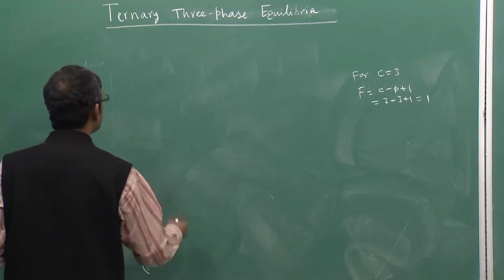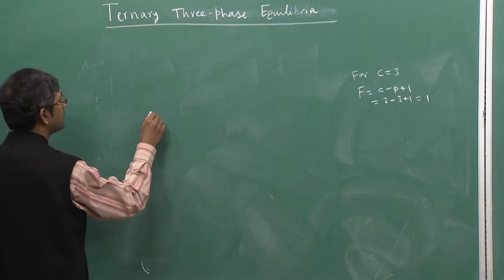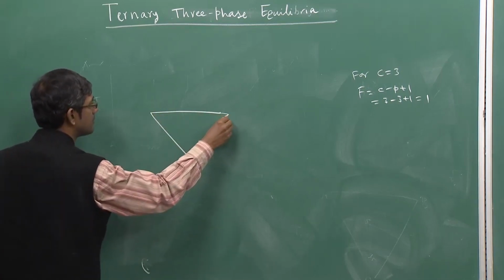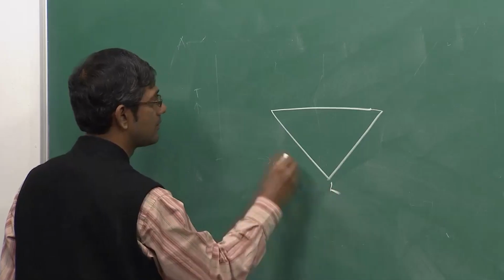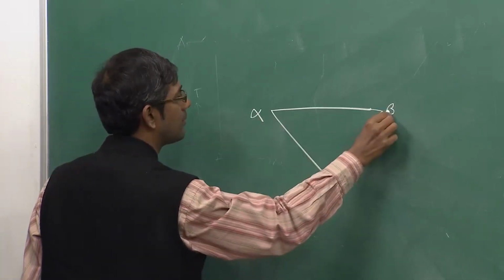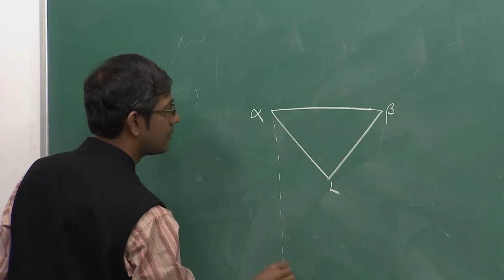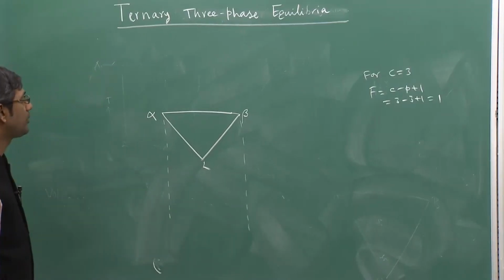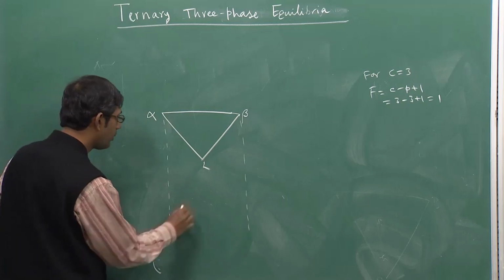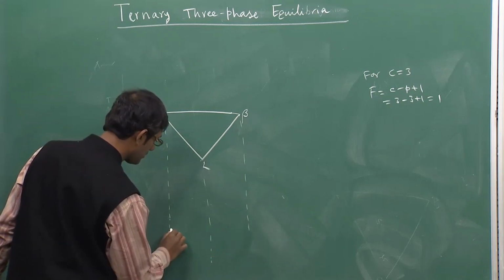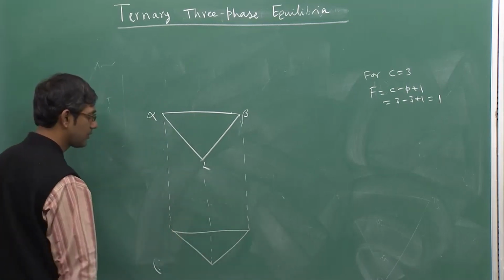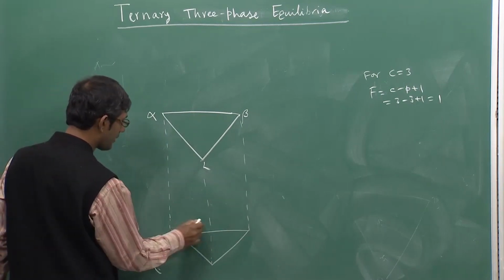That can be represented simply by a triangle, okay. This is the triangle at a temperature T, T equal to T1. Now I can represent the whole thing correct in a series of triangles.